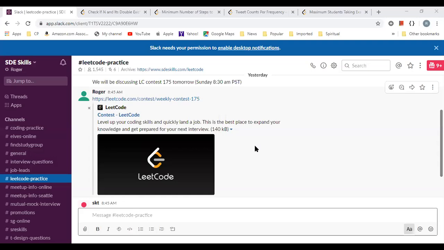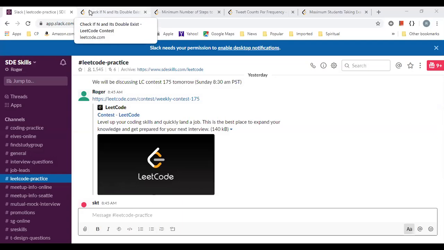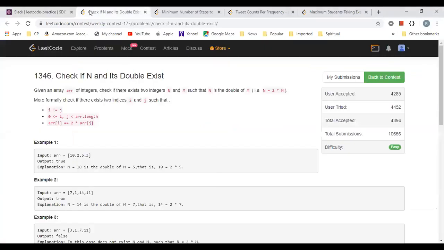So did anyone get a chance to look at the problems? Yes. That's great. Very nice. So what we are going to do, we'll start from easy, then medium, in the order they appeared in the contest. So let's try to solve the first problem.